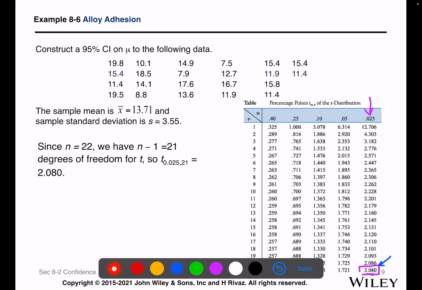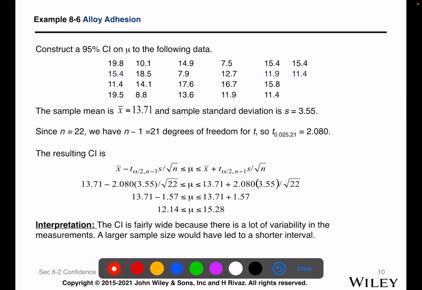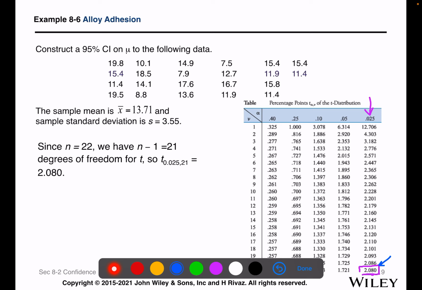And then we plug into that equation, right? And we get mu is between 12.14 and 15.28. Any questions? Yep. How did we get alpha? Yeah, so the question says, that's a good question. So the question says you have to calculate a 95% confidence interval, right?